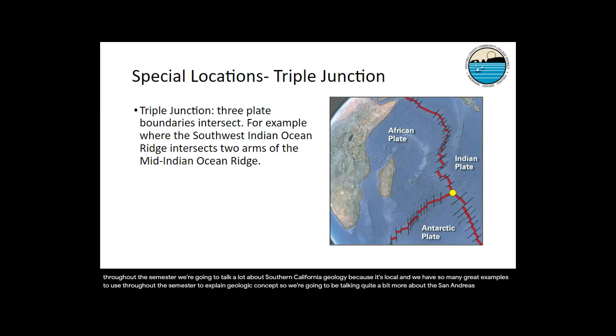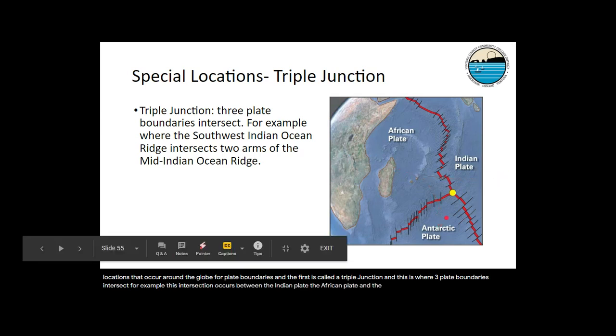Okay, so there are a few special locations around the globe for plate boundaries, and the first is called a triple junction. This is where 3 plate boundaries intersect. For example, this intersection occurs between the Indian plate, the African plate, and the Antarctic plate. So the ridge intersects 2 arms of the Indian Ocean Ridge here.